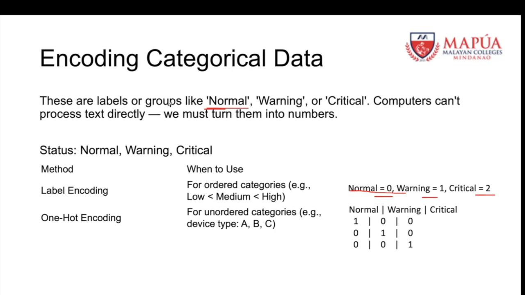And for categories like one hot encoding, we say normal being 1. Okay, warning is 1 here and critical 1. And then we turn the rest as 0. This is one hot encoding. And this is very common and popular in classification techniques.